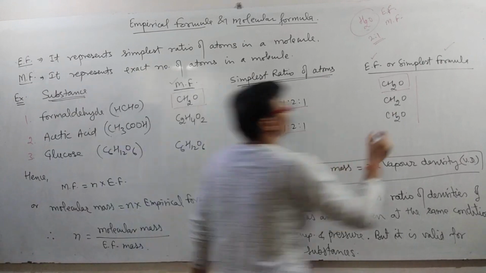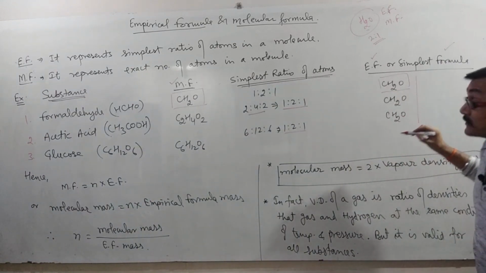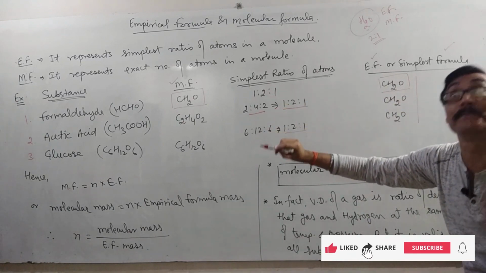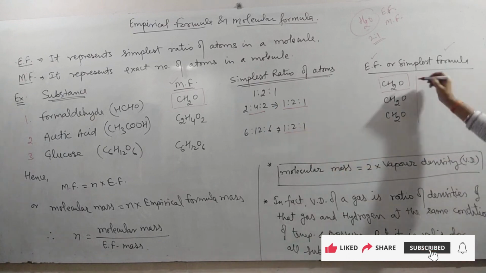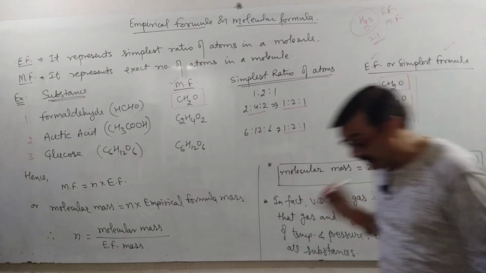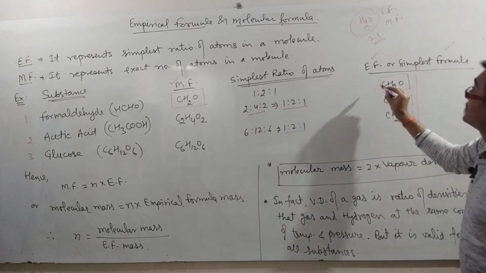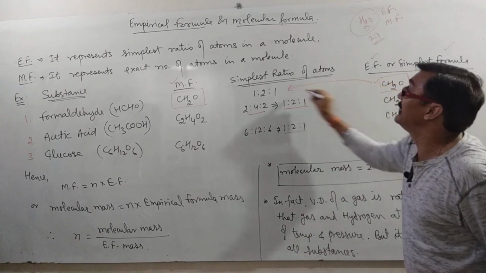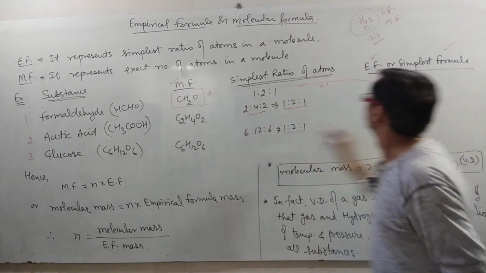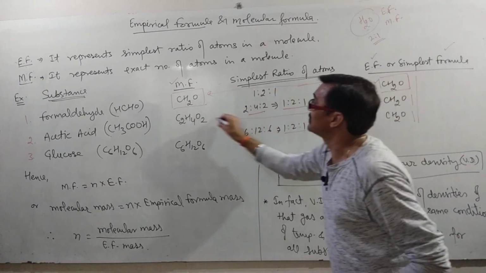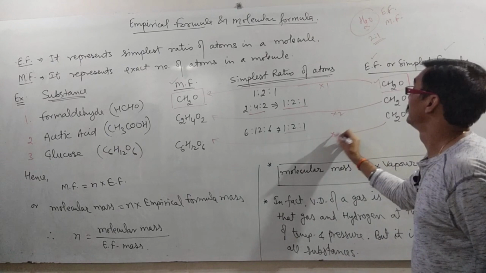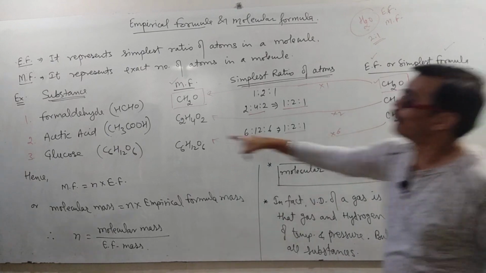And the empirical formula of two or more substances, for example, formaldehyde, acetic acid, glucose, different compounds, different substances, have the same empirical formula CH2O. And another observation: if the simplest formula is multiplied by an integer, here by 1, in case of acetic acid by 2, here by 6, then you will get the molecular formula.